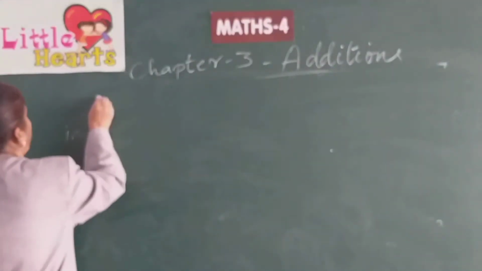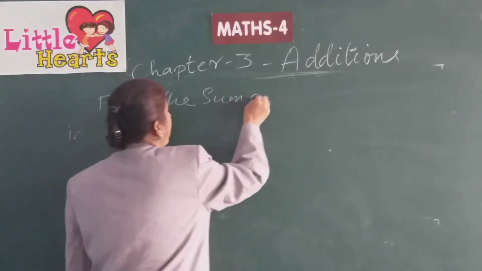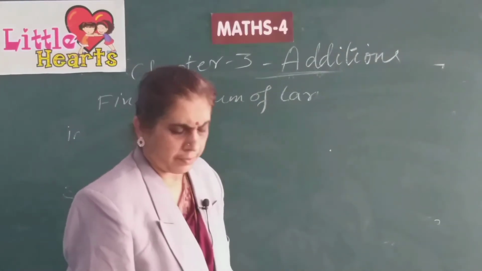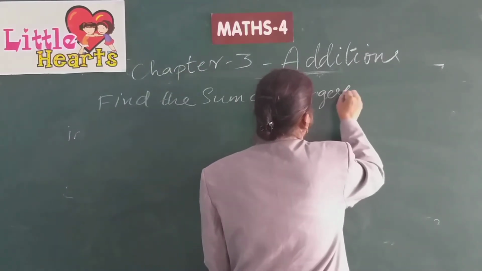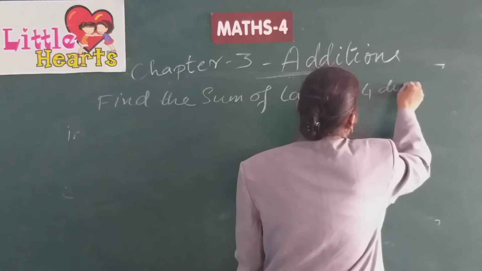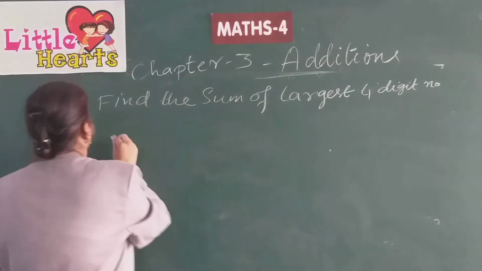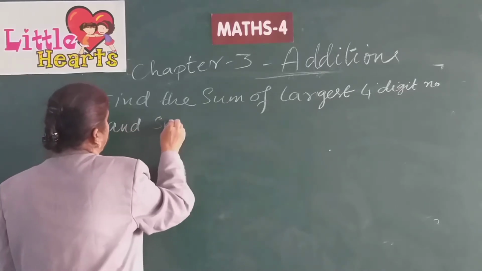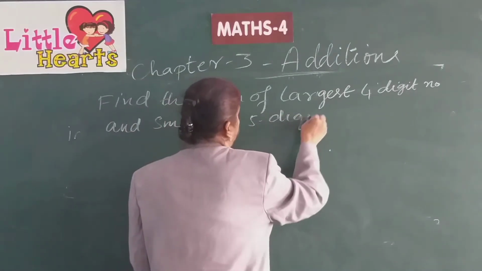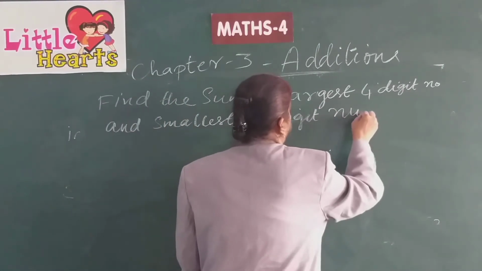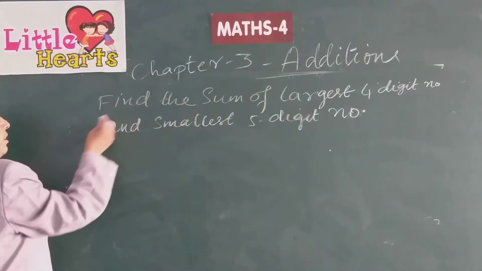Now find the sum of the largest 4-digit number and the smallest 5-digit number. Sum is nothing but addition.